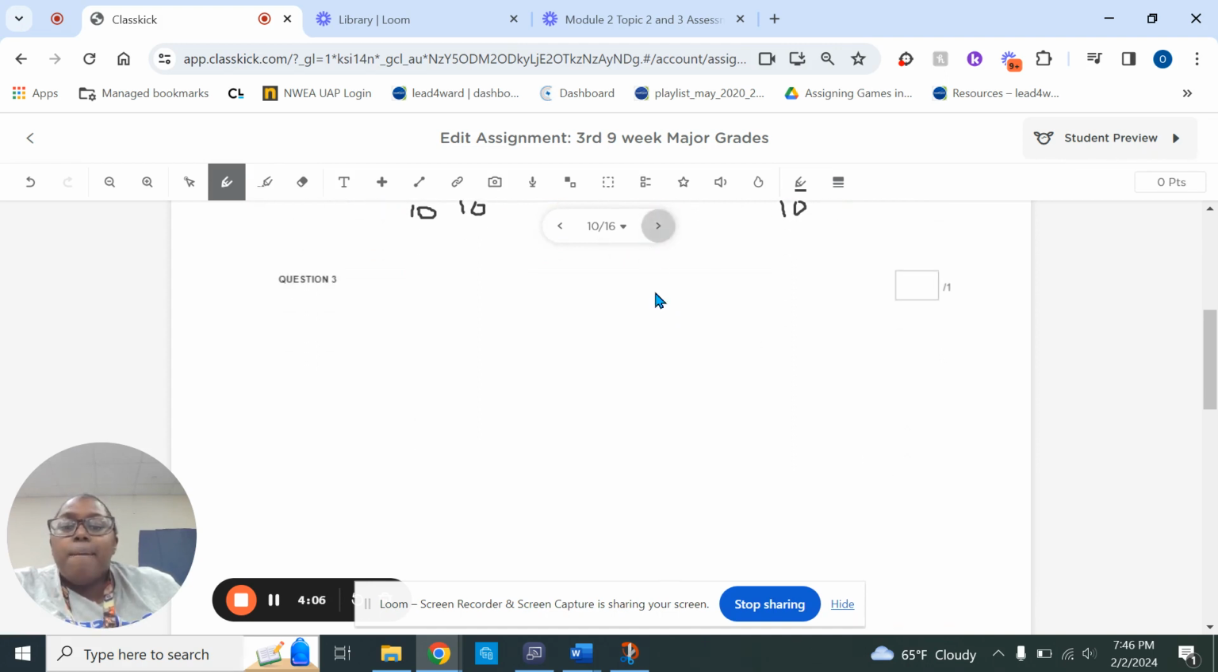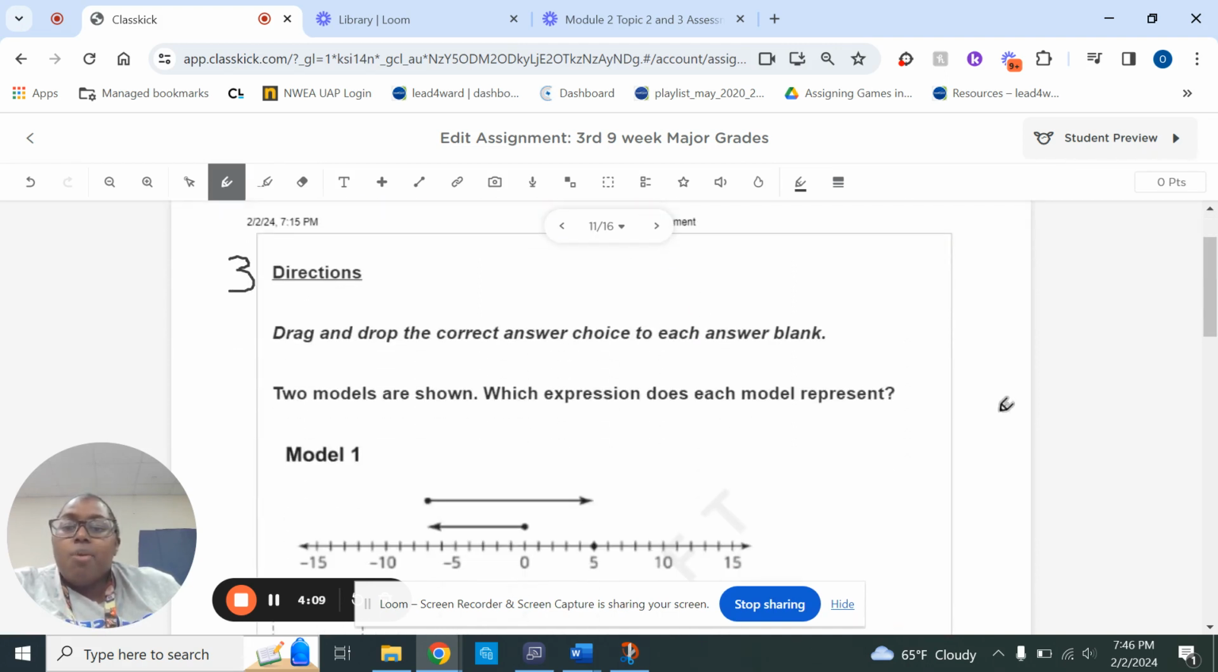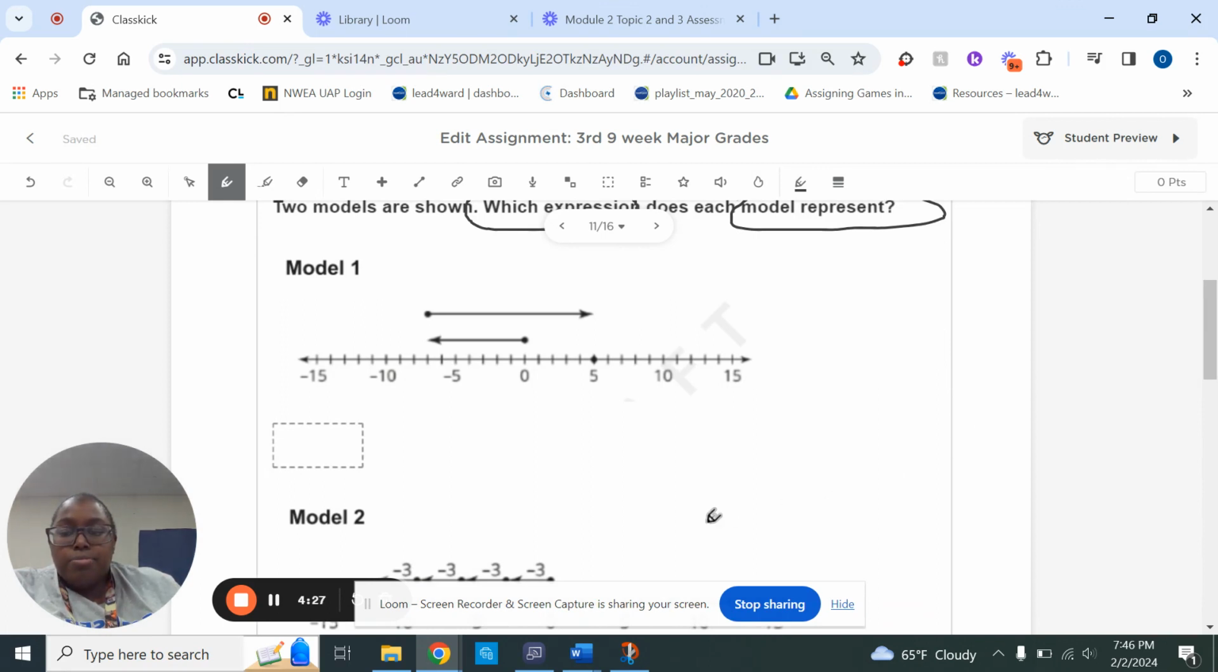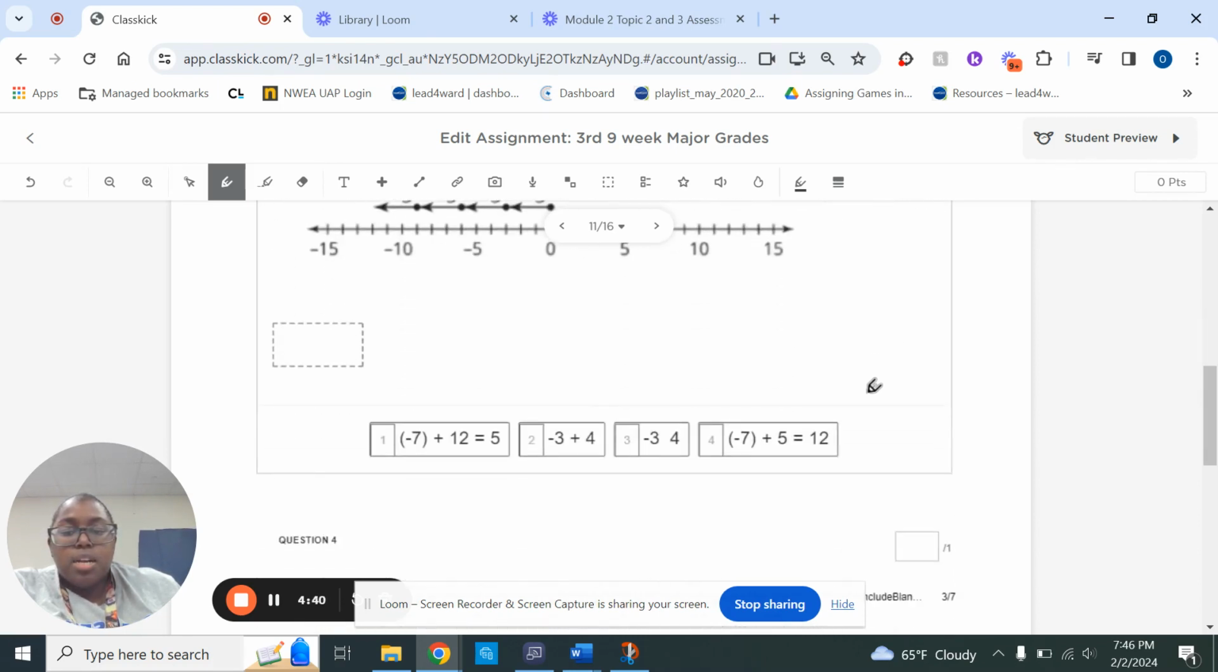All right, on to number 3. Directions. Drag and drop the correct answer choice to each answer blank. 2 models are shown. Which expression does each model represent? All right, so we're looking for an expression that represents the model. Let's look at model 1. It starts here, it goes here, it continues from here, and goes here. Pretty cut and dry. So obviously it has to be one of these 4 options.